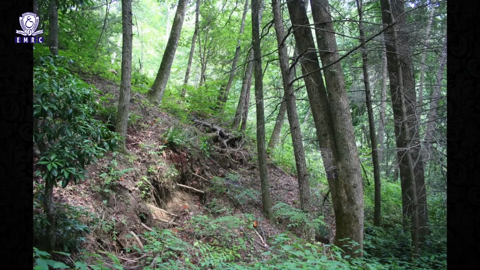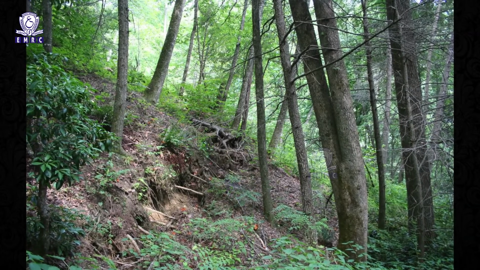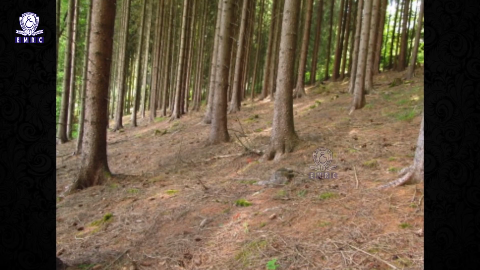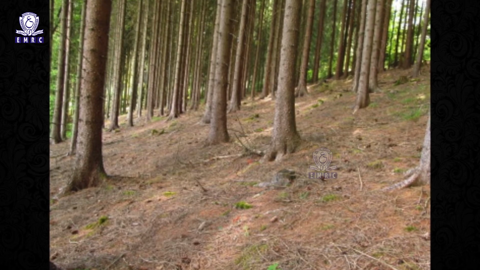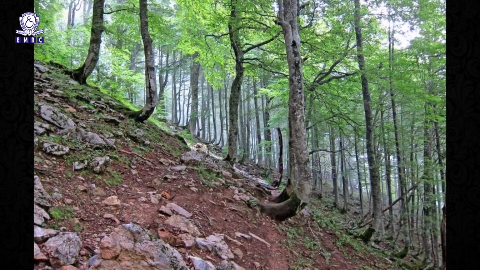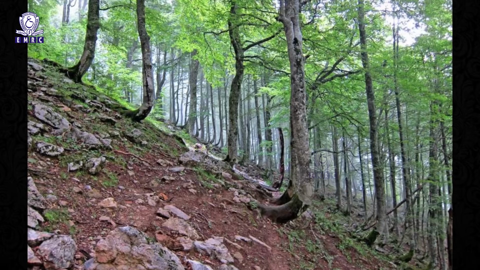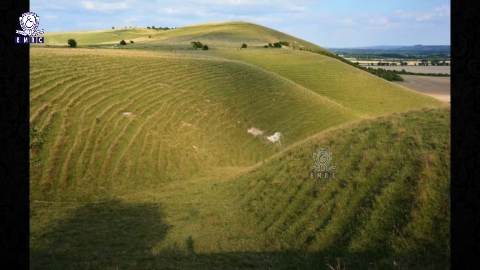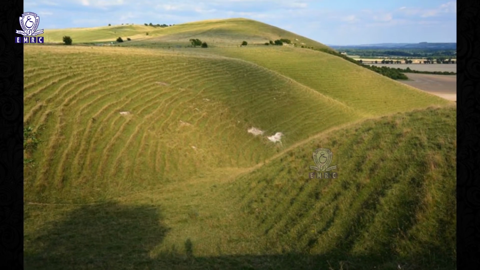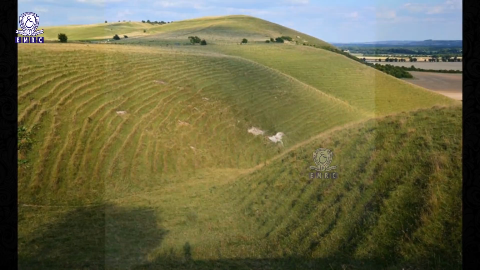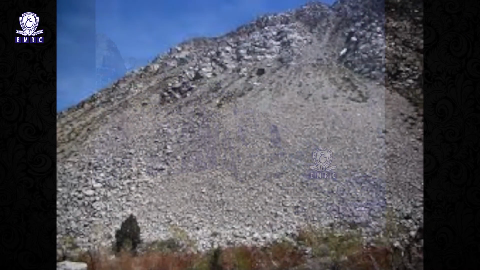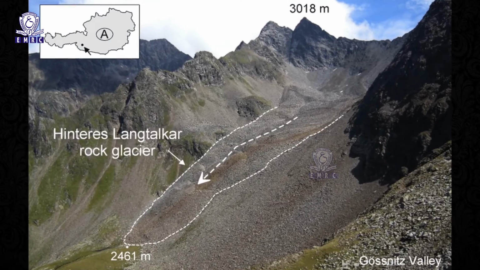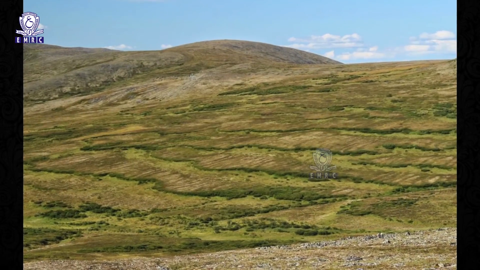The movement of the material is very slow and not noticeable. The material involved in mass wasting can be soil or rock debris, depending on the type of material involved. Several types of creep can be identified as soil creep, talus creep, rock creep, rock glacier creep, and solifluction.